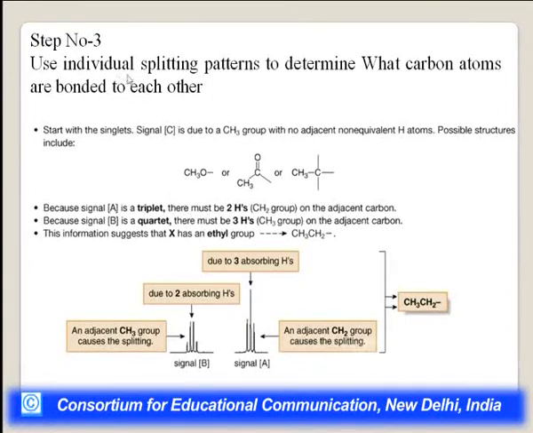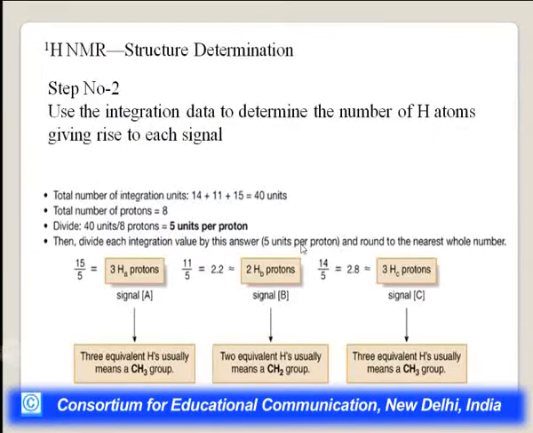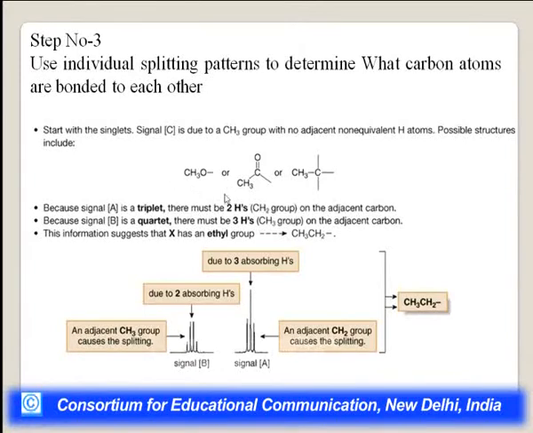Step number 3, use individual splitting patterns to determine what carbon atoms are bonded to each other. So these are the possibilities. Start with the signals. Signal C is due to the CH3 group with no adjacent non-equivalent proton. Possible structures include, because oxygen is also there, CH3O, CH3CO, or CH3 attached to a carbon atom which has no protons. Because you see there is a singlet. If there is a proton, then definitely splitting should be there, but when it is a singlet, we conclude there is no proton adjacent to these three protons.